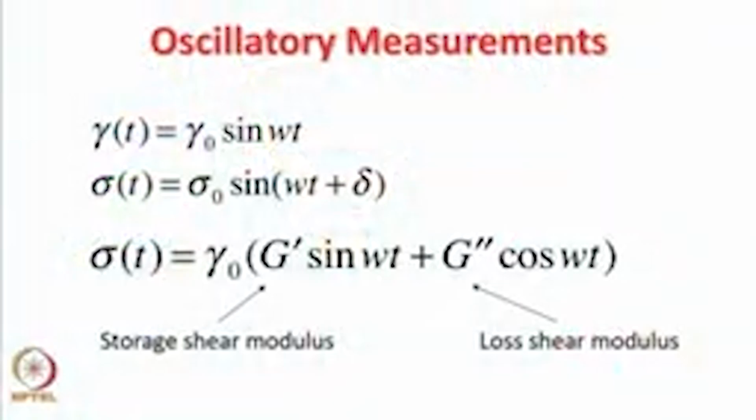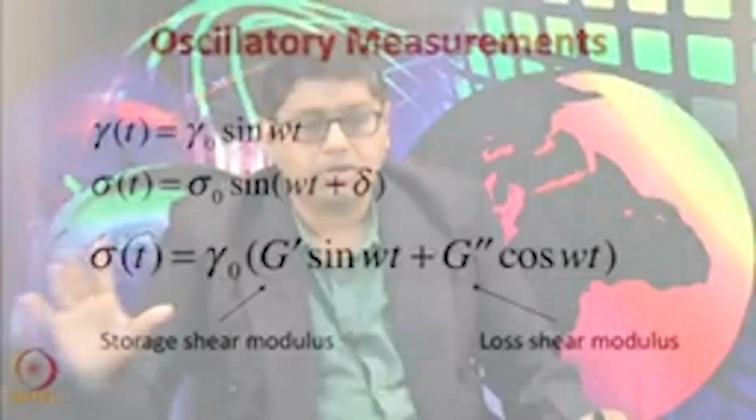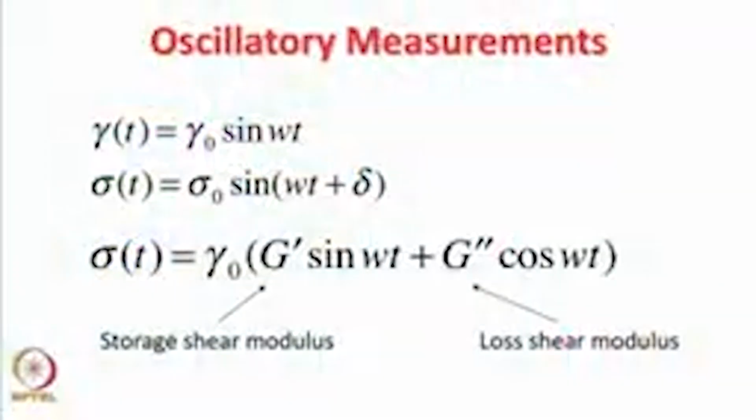As written here, and I briefly touched upon this yesterday, for oscillatory measurements, my gamma is not constant, but it is a sine curve. So, you have gamma naught as the amplitude, and then you have a sine curve on it with frequency omega. For the material to be viscoelastic, your sigma of t has this dependence where there is a phase shift.